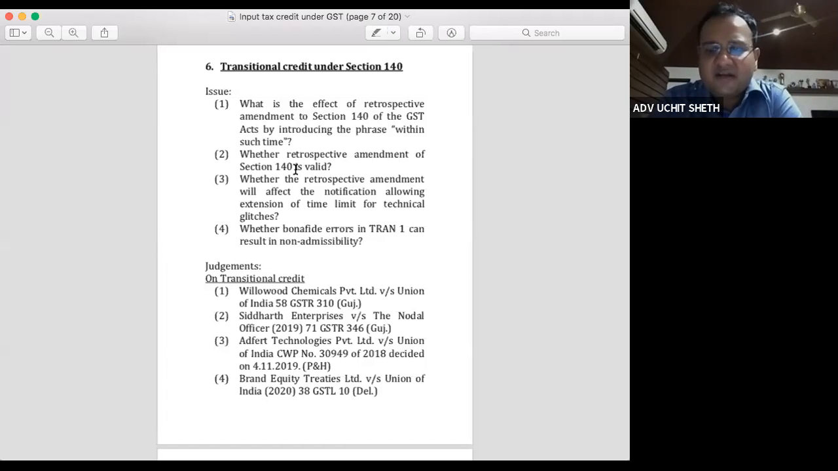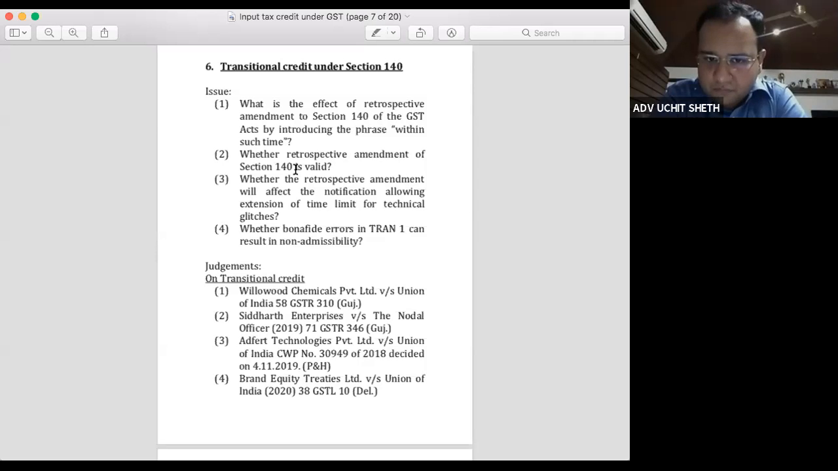Third issue is whether a retrospective amendment will have any effect on the notifications which allowed extension for technical glitches. No. Although the statute provided that it has to be within the time limit, if the government by notification extends the time for cases where there were technical glitches, then according to me, those would continue to be governed by the notification. If it is found that there was a technical glitch, then the SSE should be entitled to input tax credit.